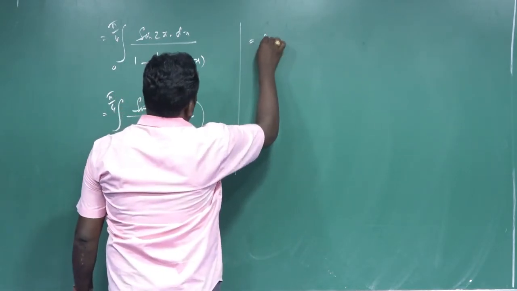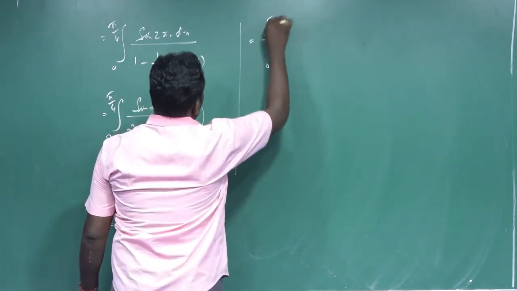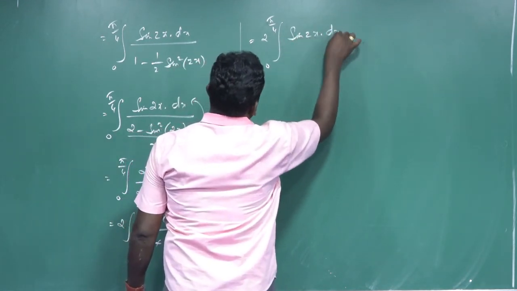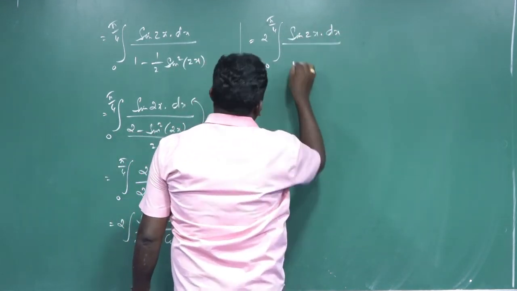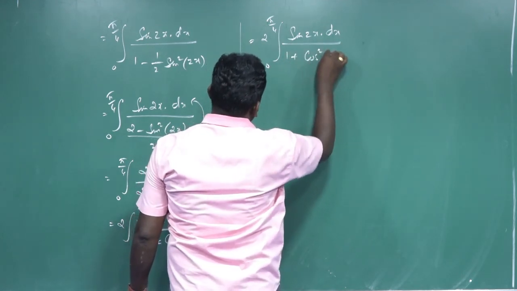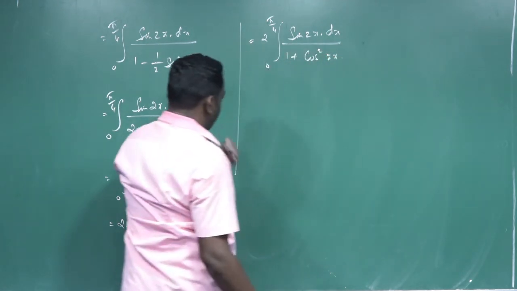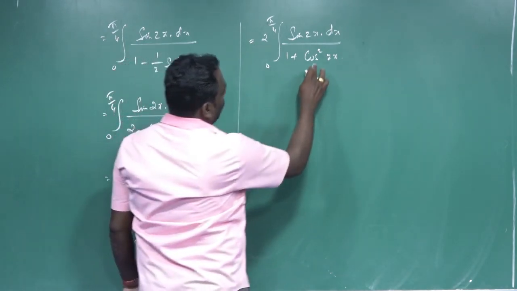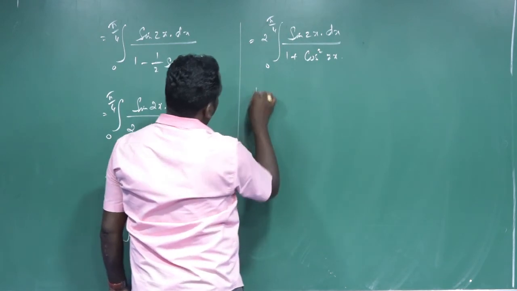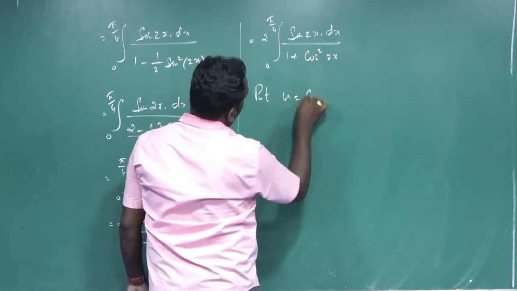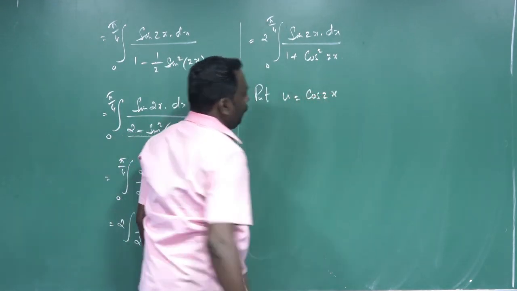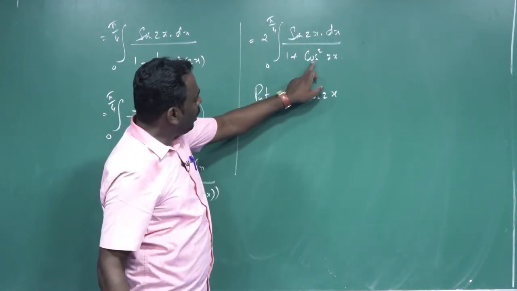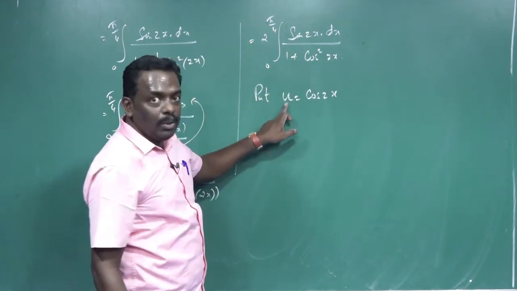Therefore, that is equal to 2 integral 0 to pi by 4 sin 2x dx by 1 plus cos square 2x. This is the final simplification. Now, we have to take the square term equal to u. Now, put u equal to cos 2x. Consider the square term, that is cos 2x, as equal to u.